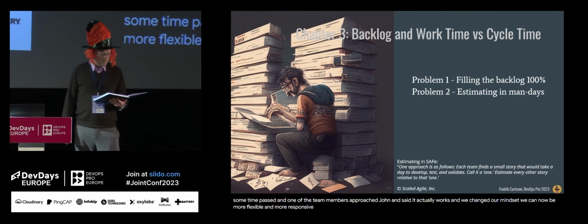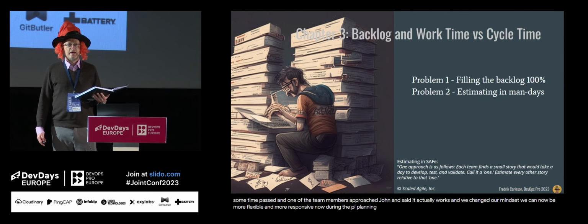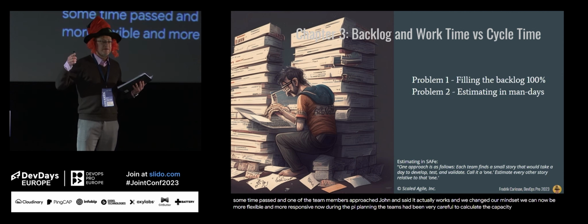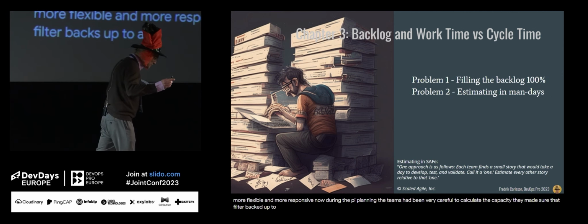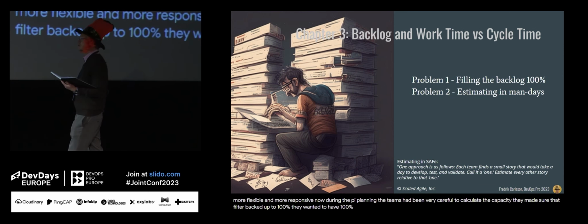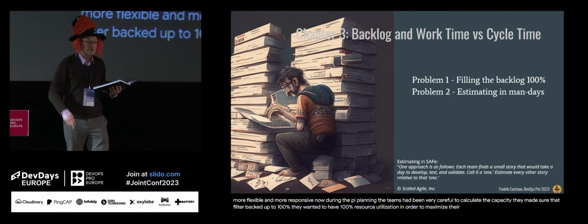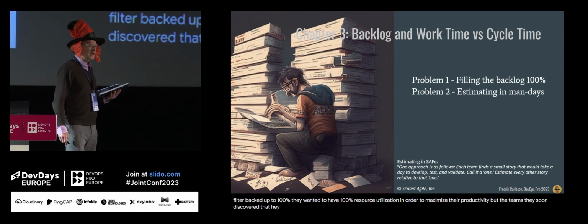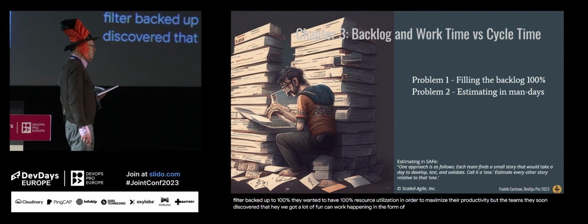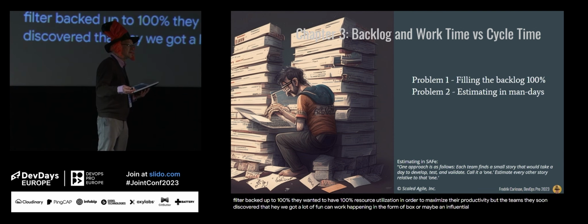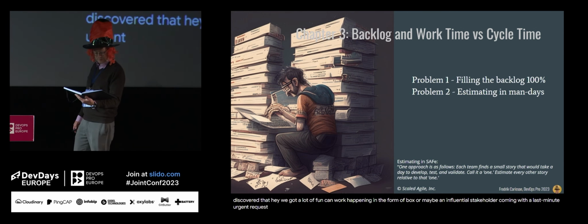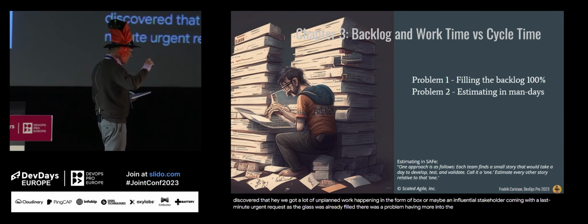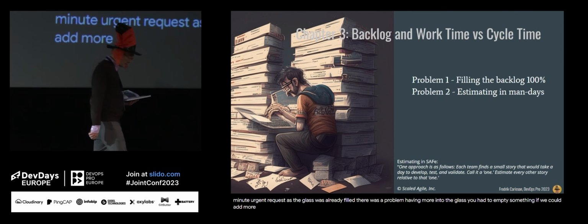Now, during the PI planning, the teams had been very careful to calculate the capacity. They made sure they filled their backlog to 100%. They wanted to have 100% resource utilization in order to maximize their productivity. But the teams soon discovered that they got a lot of unplanned work happening in the form of bugs, or maybe an influential stakeholder coming with a last-minute urgent request. As the glass was already filled, there was a problem adding more into the glass. You had to empty something before you could add more into the glass.